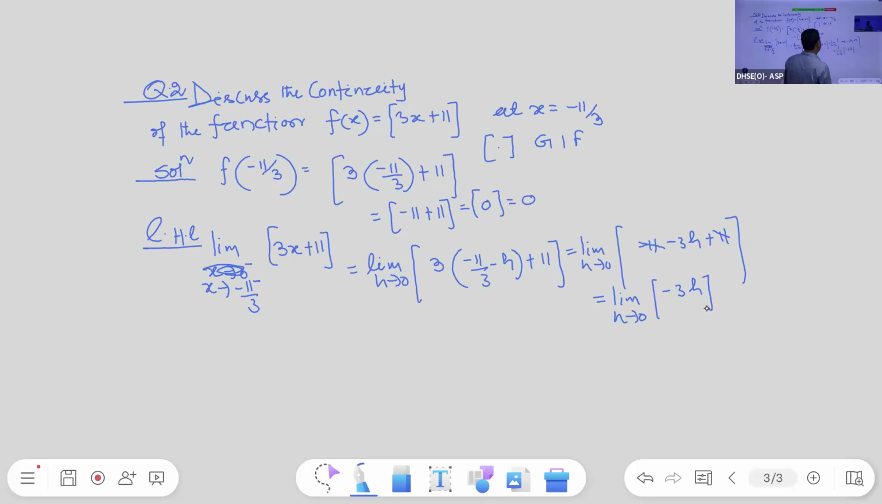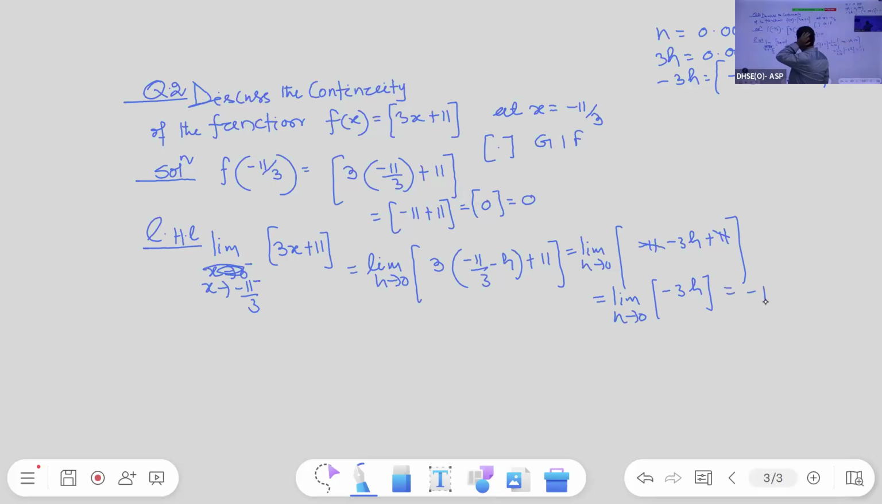When h is approaching 0, that means h is very, very small. Let us suppose h is equal to 0.001. Then 3h will be 0.003, and minus 3h will be minus 0.003, and the greatest integer value of this quantity is equal to minus 1. All of you know that if a quantity lies in the interval minus 1 to 0, then its greatest integer value is minus 1. So the left hand limit of the function is minus 1.